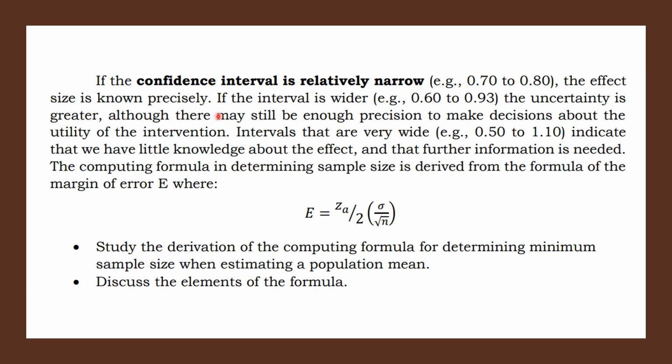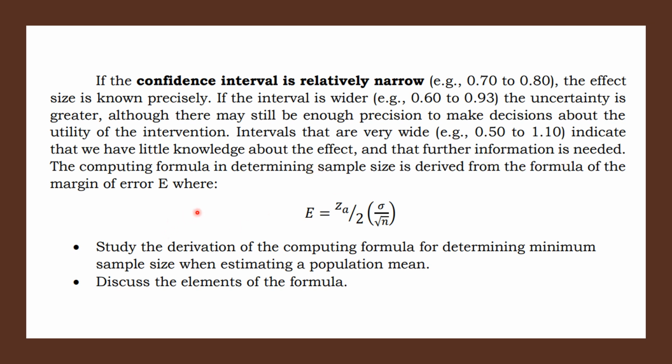Okay. So if the confidence interval is relatively narrow, meaning very short, from 0.70 to 0.80, that is only 0.10. That is the interval. So the effect size is known precisely. If the interval is wider, for example, from 0.60 to 0.93, that is 0.33. That is the interval. So the uncertainty is greater, that we are not sure. Although there may still be enough precision to make decisions about the utility of the intervention. Intervals that are very wide indicate that we have little knowledge about the effect. When it is very wide, the length of our interval is larger, and further information is needed.